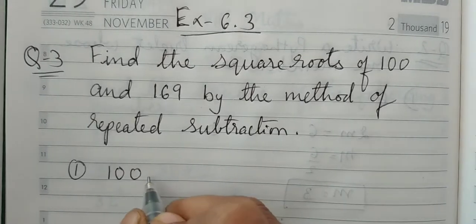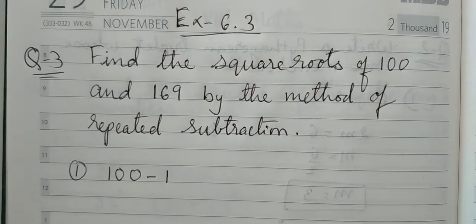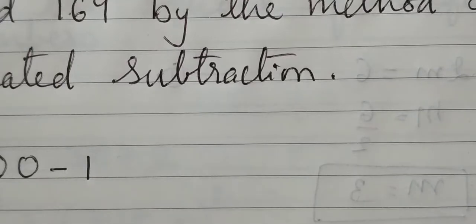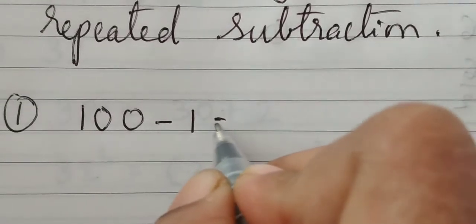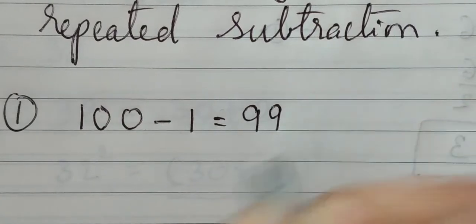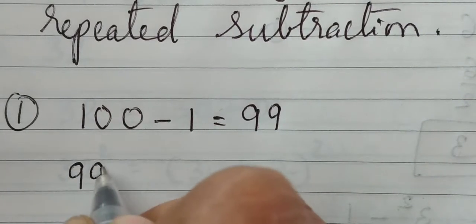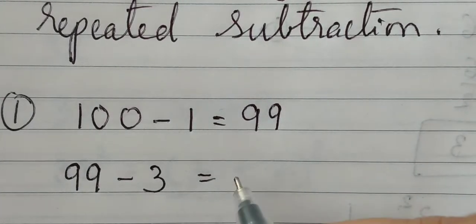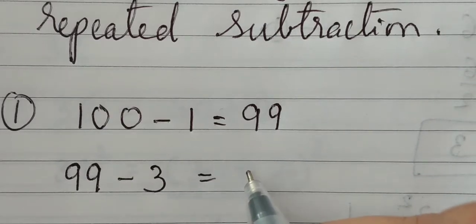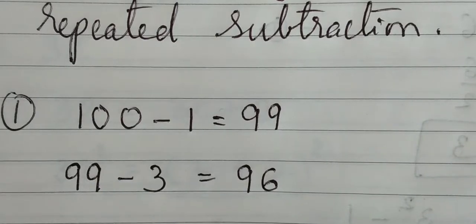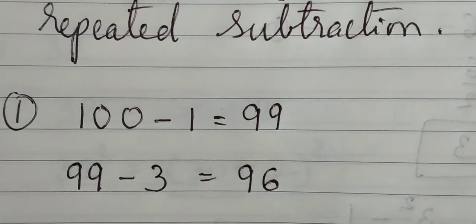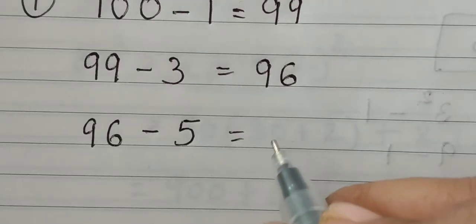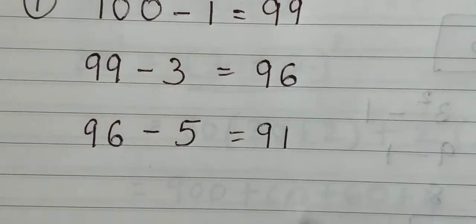Okay. 100 minus 1. The first odd number we are subtracting is 1. And so we get 99. Then we go for the next, 99 minus 3. What are we going to get? It's going to be 96. Then 96 minus 5, the next odd number, will give you 91.